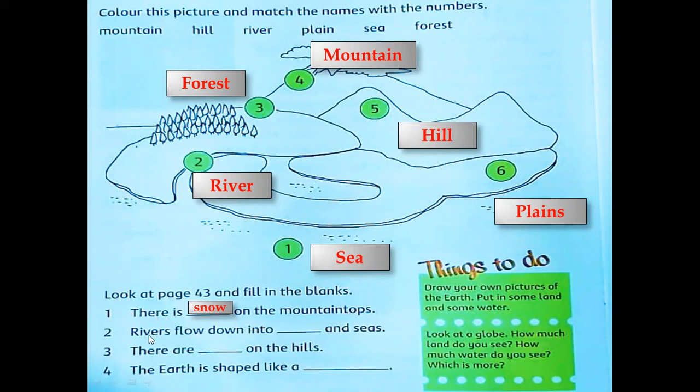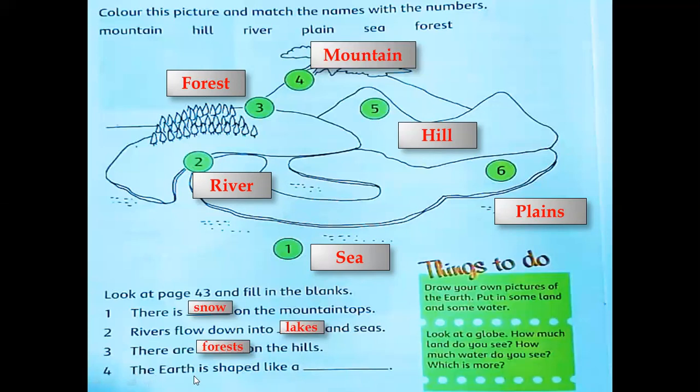Number 2: Rivers flow down into dash and sea. Rivers flow down into lakes and sea. Number 3: There are dash on the hills. There are forests on the hills.